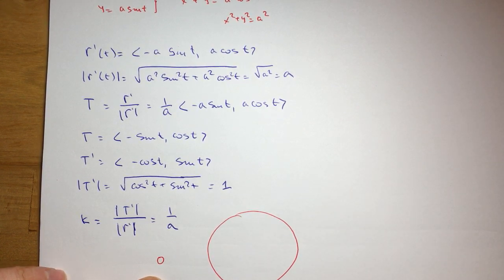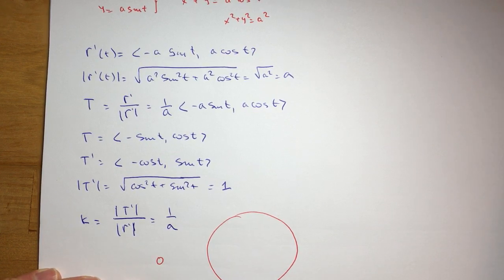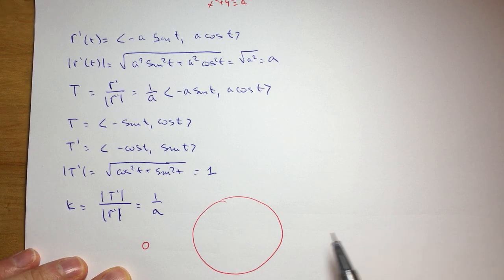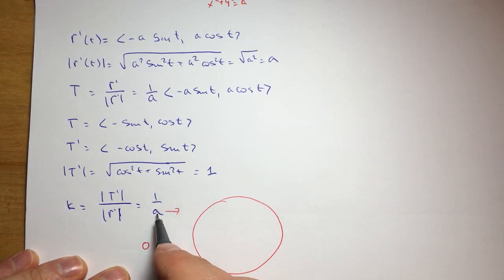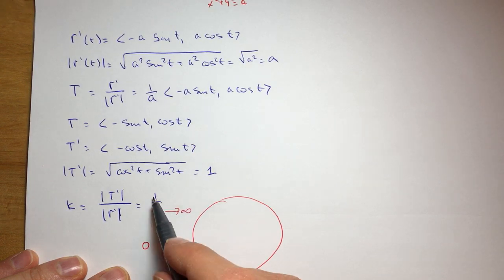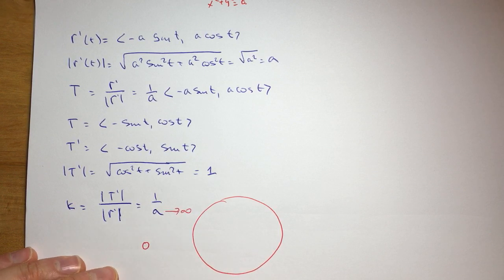And now you can have some kind of mental experiment with this and send a to infinity, and it's hopefully going to confirm your intuition that if the radius goes to infinity, the circle is going to be so big that it's going to flatten out. In terms of the curvature, if you send a to infinity, 1 divided by something that goes to infinity goes to 0. So the curvature is going to approach 0.